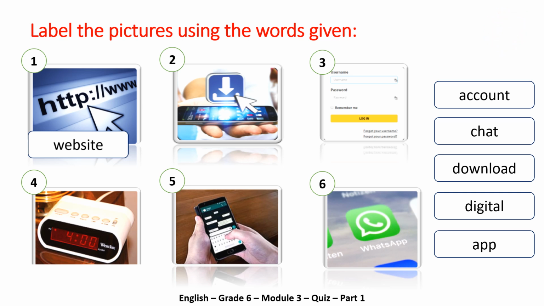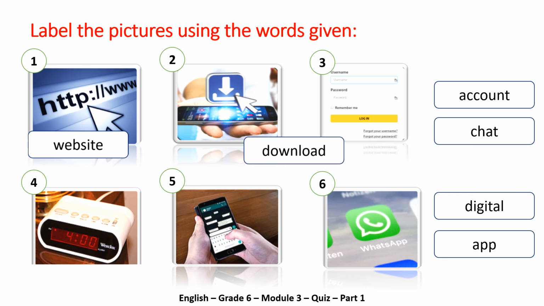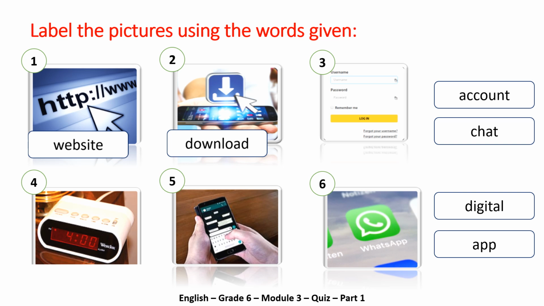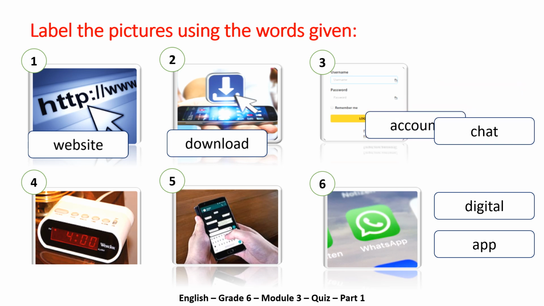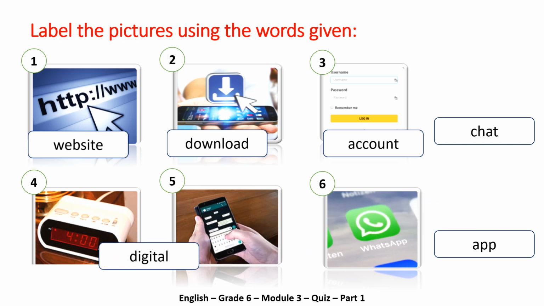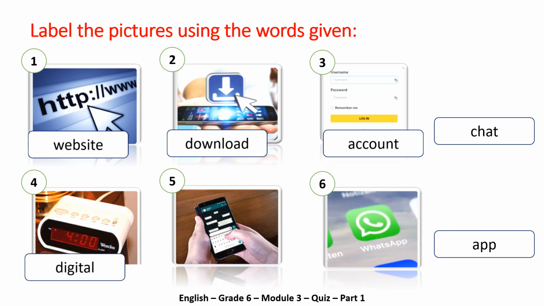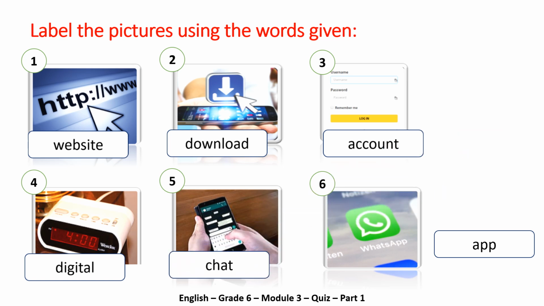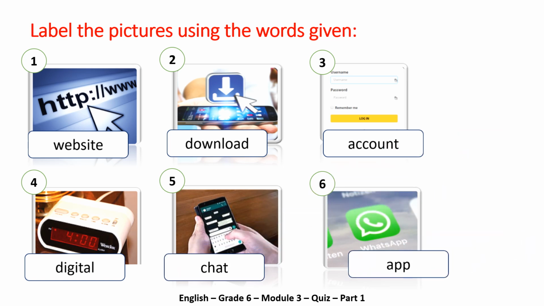Back again. Picture number 2, it's download. Good job. Picture number 3, excellent. Account. Picture number 4, digital. Number 5, chat. And the last one is app. Here we finished this exercise, and let's move on to see what we have next.